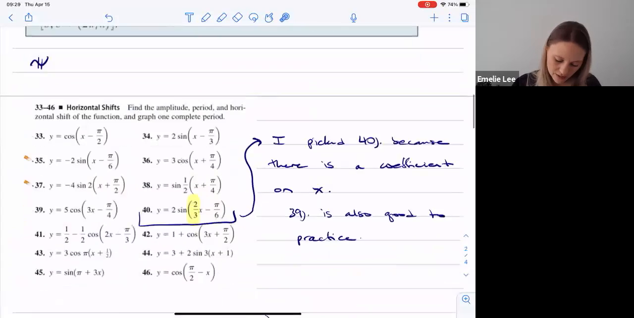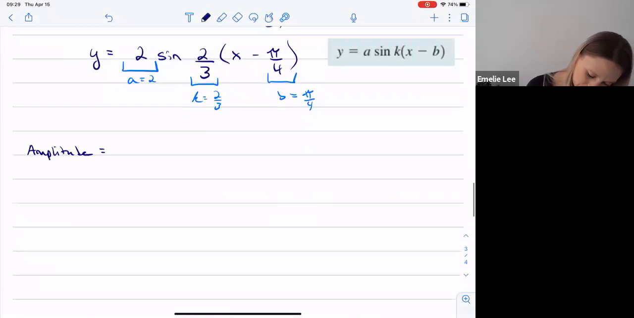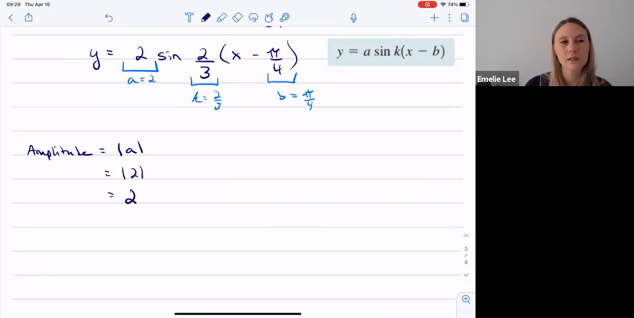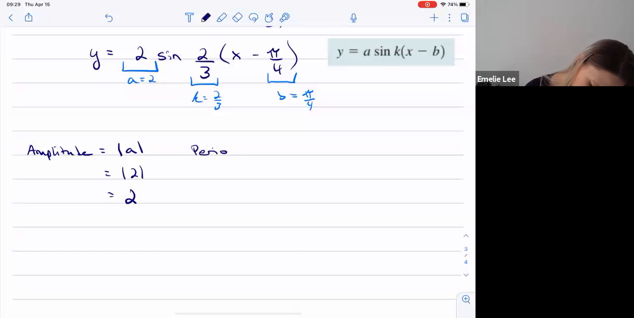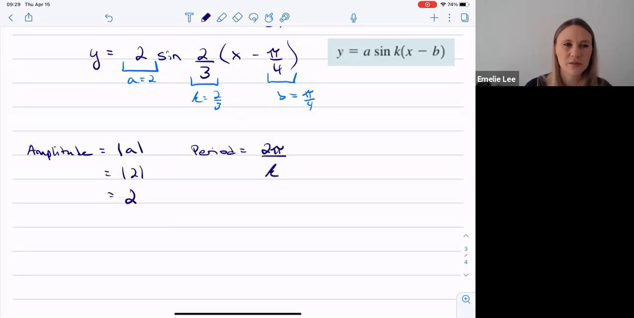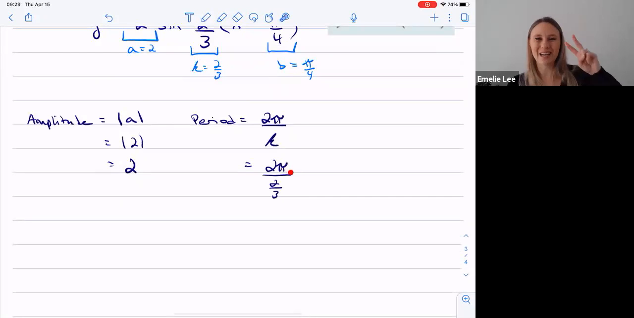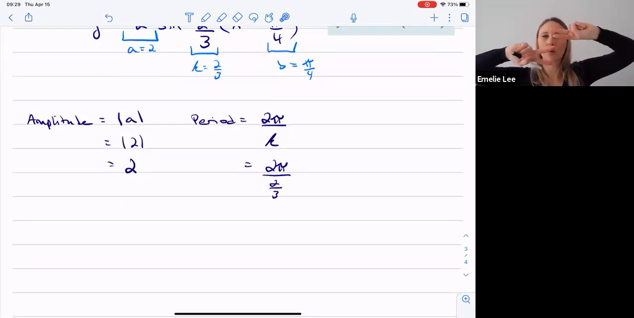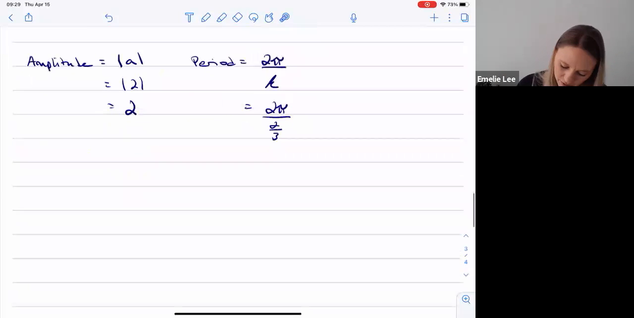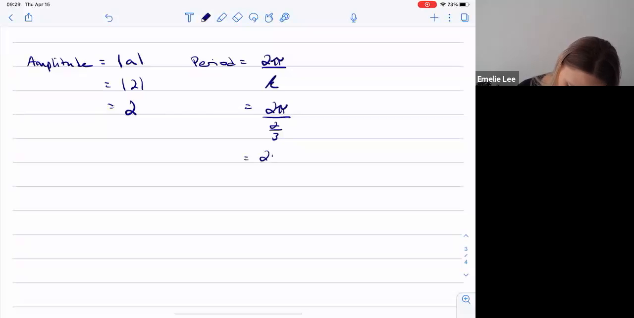Okay, so the amplitude is the absolute value of a, which is the absolute value of 2, which is just 2. Okay. The period is 2 pi over k. So the period is 2 pi over 2 divided by 3. Here again, we have a fraction over a fraction, right? 2 pi over 1 over 2 over 3. I can flip the denominator and multiply. So I get 2 pi over 1 times 3 over 2.